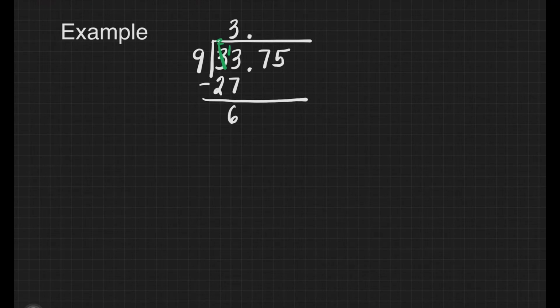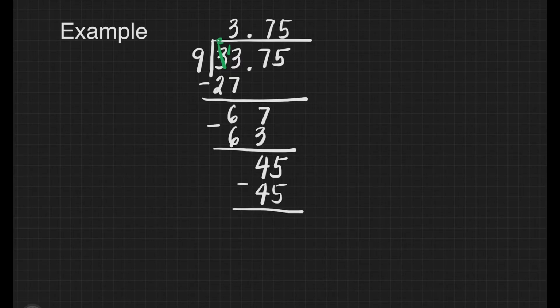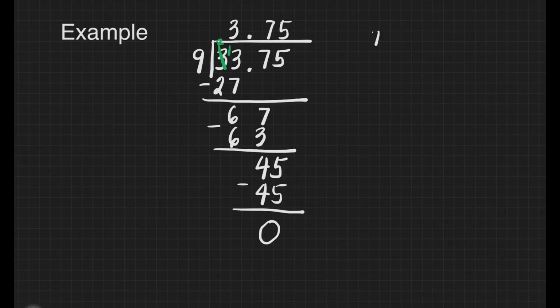2 minus 2 is 0. Then bring down 7. How many 9s are there in 67? There are 7. 7 times 9 is equal to 63. Then we subtract. 7 minus 3 is equal to 4. 6 minus 6 is 0, so bring down 5. How many 9s are there in 45? That's 5. 5 times 9 is equal to 45. 45 minus 45 is equal to 0. Our answer is 3 and 75/100, but we have to check.